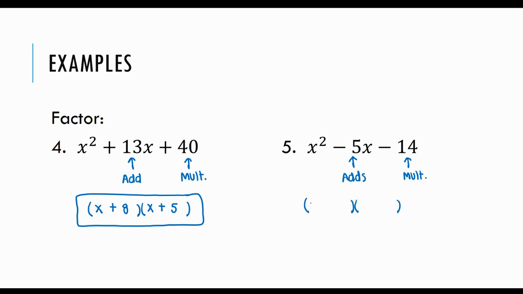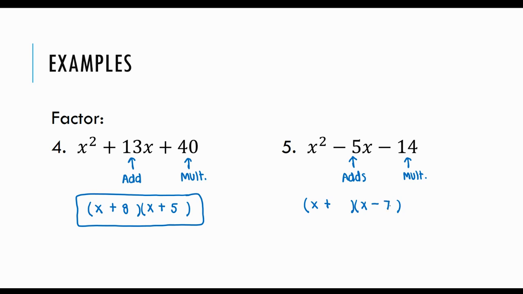So when I start my parentheses, I know that x times x gets you x squared. Because we're dealing with some subtraction signs, how do I multiply to a negative? Well, one of them has to be positive and one of them has to be negative. Now let's start thinking about factors of 14. We've got 1 and 14. We've got 2 and 7. So probably 2 and 7 are going to get me close to 5.